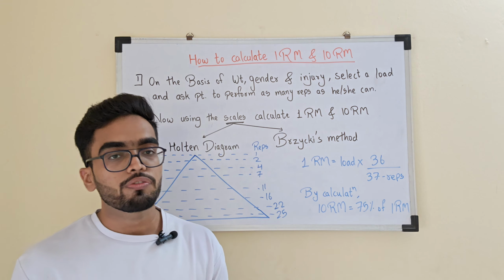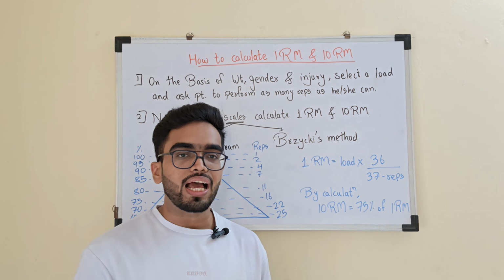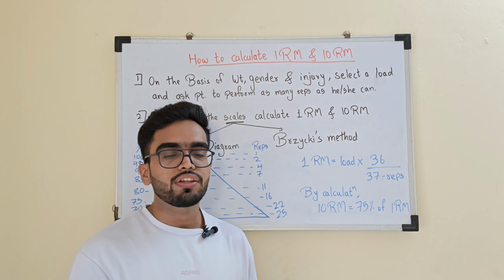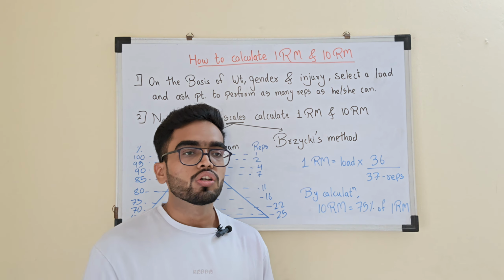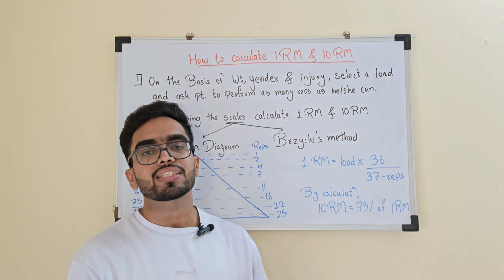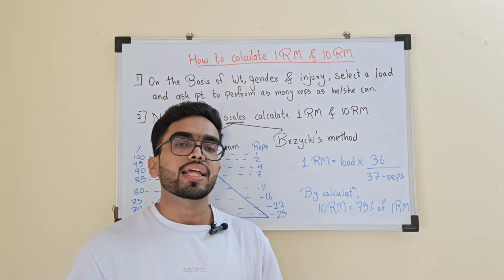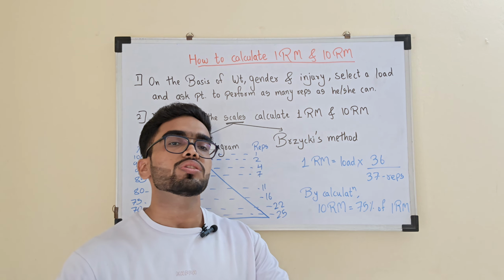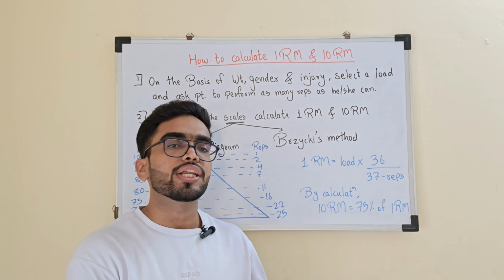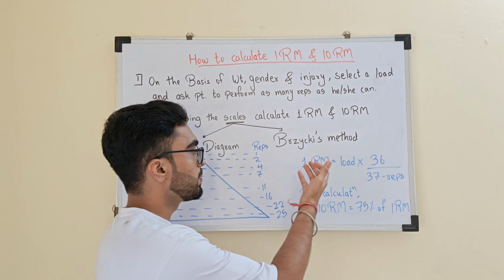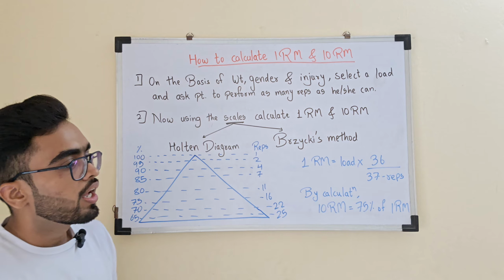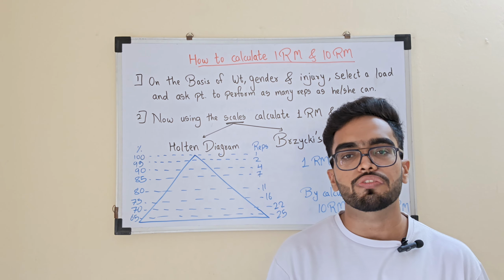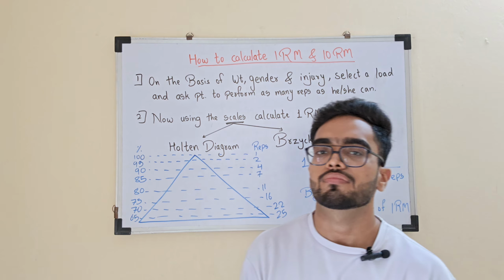The 1 rep max will be found, and by correlation I have calculated that the 10 rep max is 75% of 1 rep max. So for example, his 1 rep max is 10 kg. So the 10 rep max will be 7.5 kg, and so you can directly use 10 rep max in his training program. So this is the Brzycki method and Holten diagram, and you can Google various scales and use whichever you feel comfortable with.